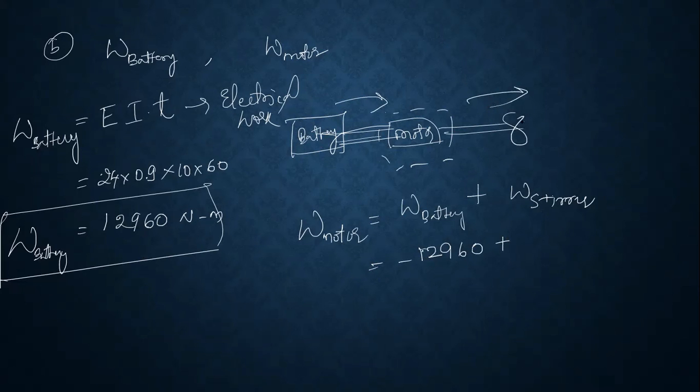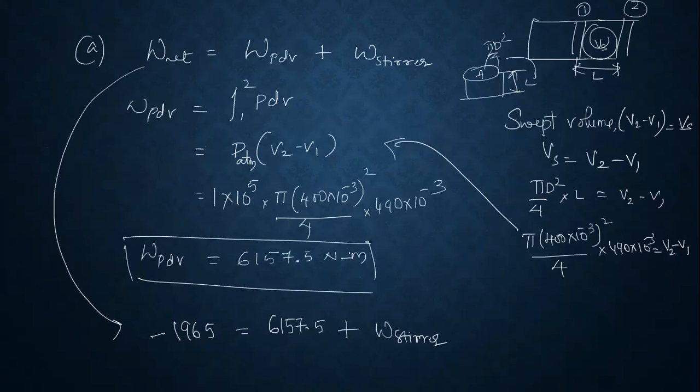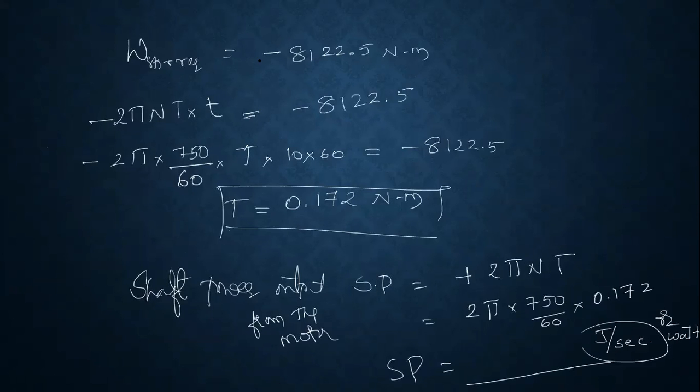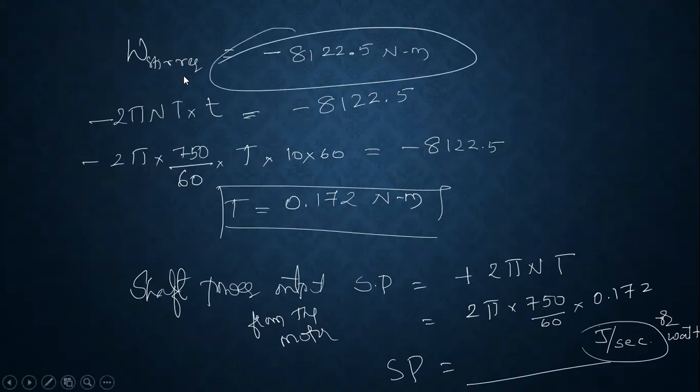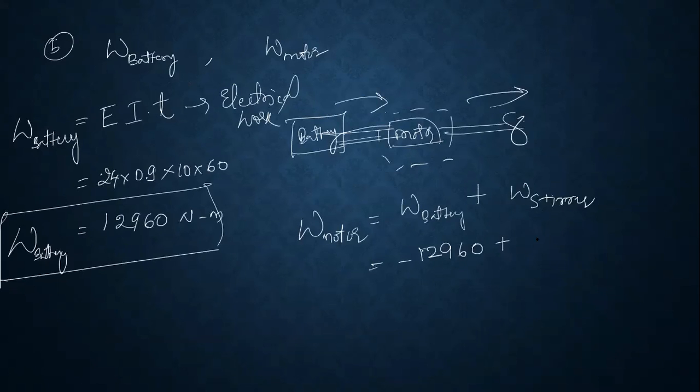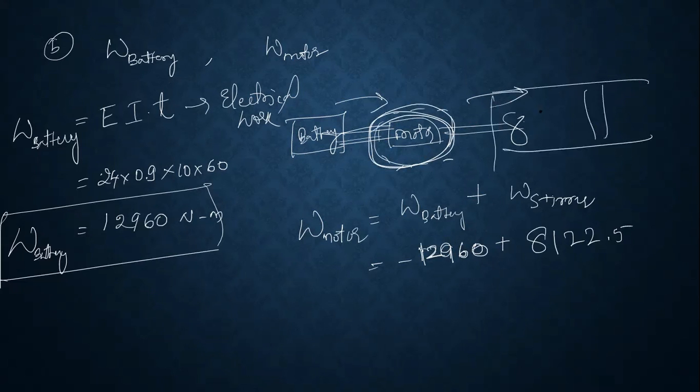But how much is the stirrer work? The stirrer work here is 8122.5, but here it is work done by the system, you just have to take the quantity, that is 8122.5. Look at this very important step here. After considering the motor as a system, whatever fluid is inside, it is the system, and work done on the system there is minus.